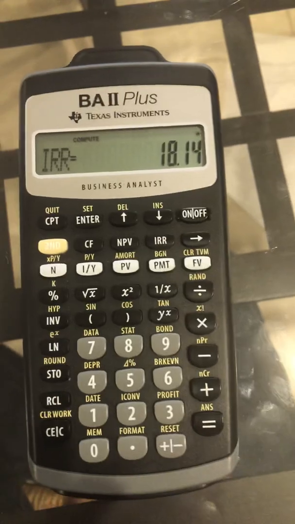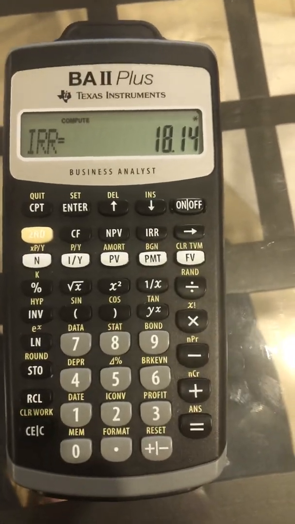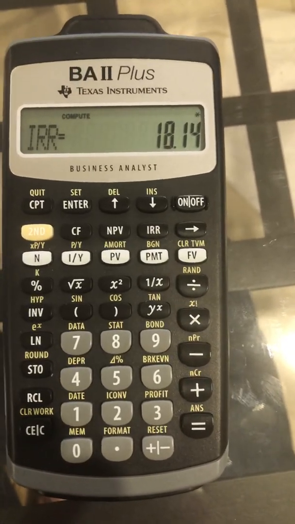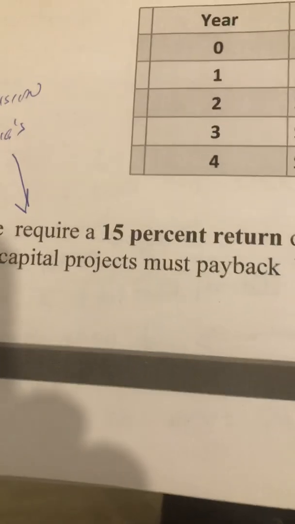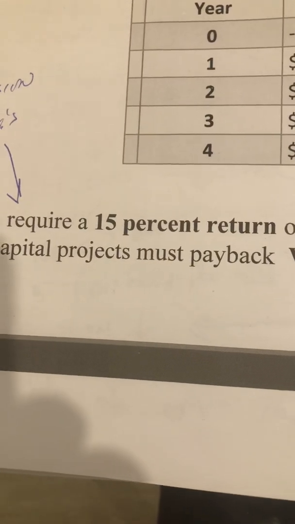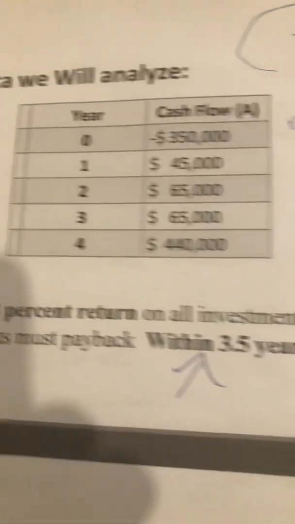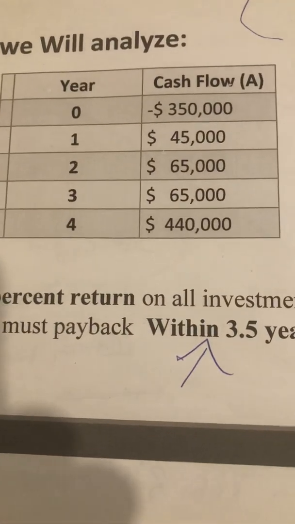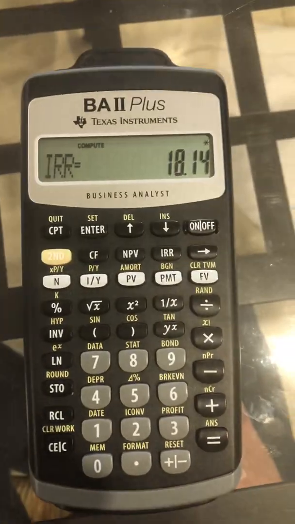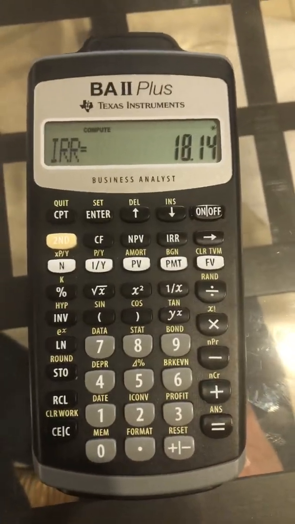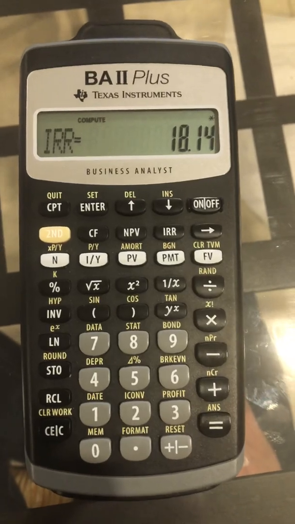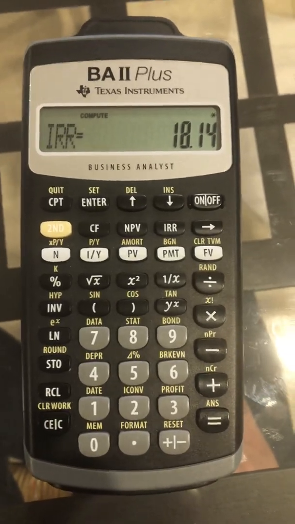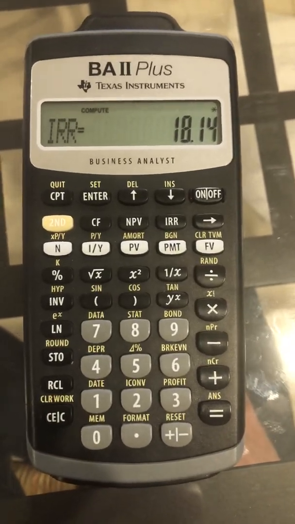And we get an internal rate of return of 18.14%. Now, in this example, if we go back, we can see that our required rate of return was 15%, and we've calculated based on this investment and the projected cash flows that our internal rate of return is 18.14%. Because this value is greater than the required return, we would accept this project.